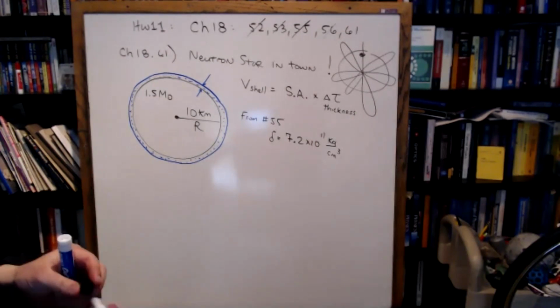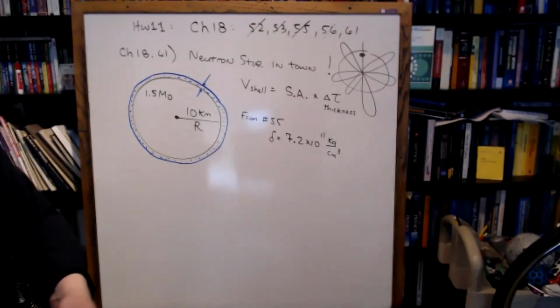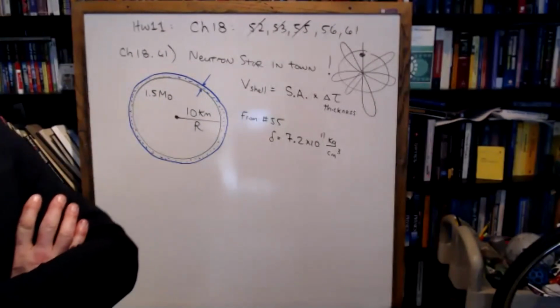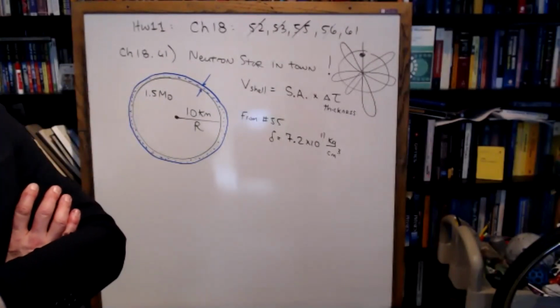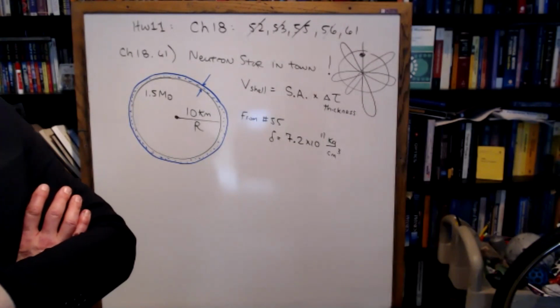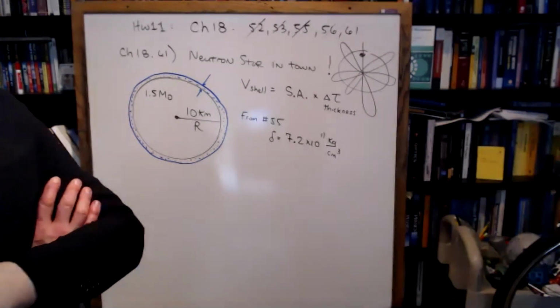I'm stumped. I don't know what to do. Didn't they say that it was so thin that it didn't matter? Like you basically were just using the radius of the neutron star?